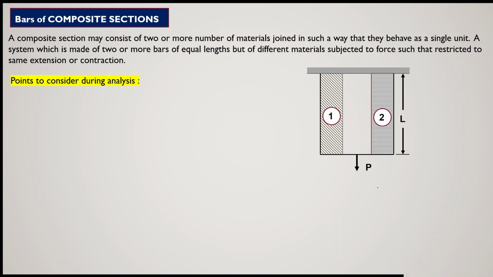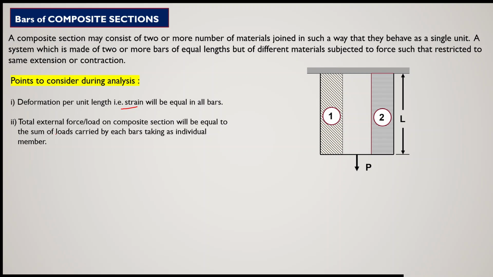The points we have to keep in mind while solving any such numerical: the first point is that deformation per unit length, which is also called strain, will be equal in all bars, because the length of each bar is the same and the extension allowed is the same. So strain will remain the same in both members.